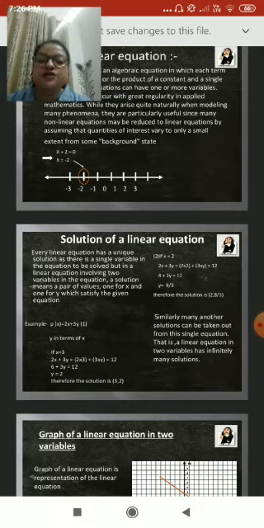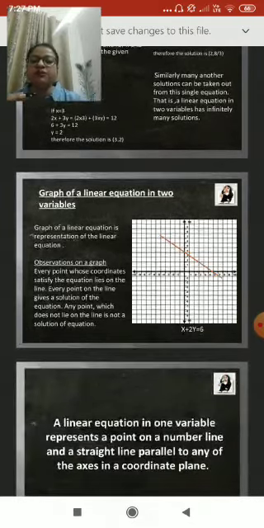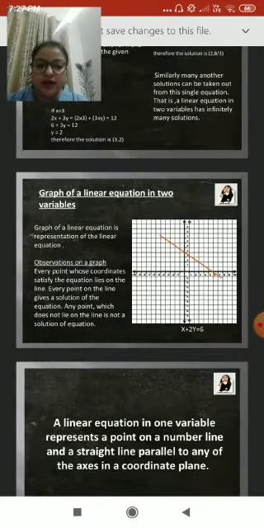If I take the value of x as 2 and put it in the same equation, I get the value of y as 8 by 3. So similarly, many other solutions can be taken out from this single equation. That is, a linear equation in two variables has infinitely many solutions. Okay. Now how do we plot these points on a graph? Okay, as I've already told you, we find the values, and on the x-axis and on the y-axis, on the positive scale and on the negative scale, we plot these points and we get a line graph. Okay, now the graph of a linear equation is a representation of the linear equation.